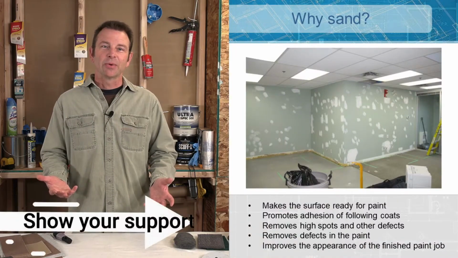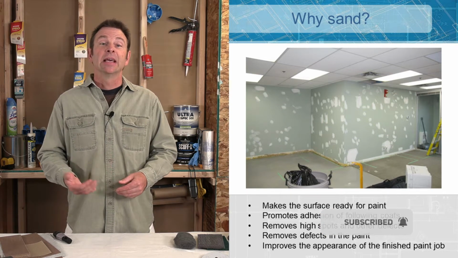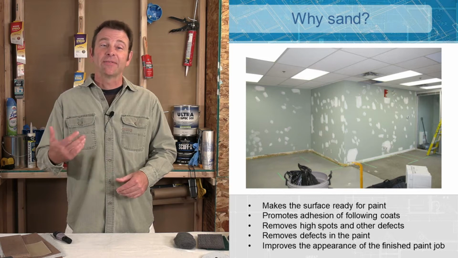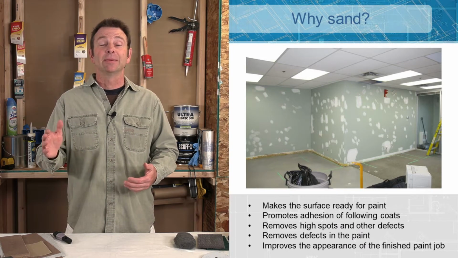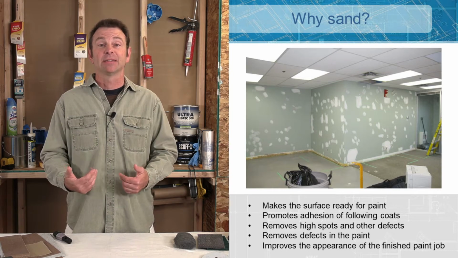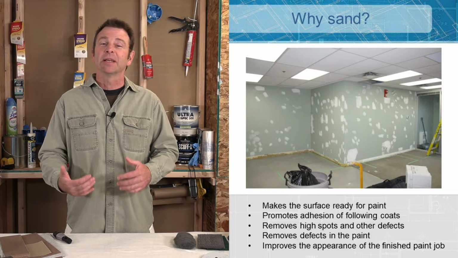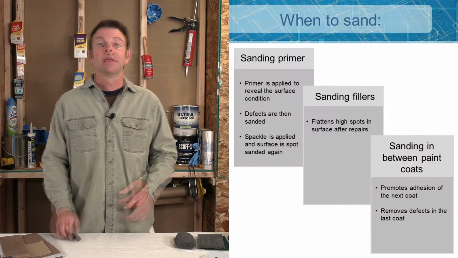There's a lot of reasons why we sand in this painting process. One is to help the paint to stick. If the surface is too smooth, the paint won't adhere. We're also adding fillers to fill in dents or low spots. Those fillers are going to need to be sanded. We might have high spots, and our sanding is going to flatten those out too. At the end, we want a job that looks good, and sanding is a really important step in that process.